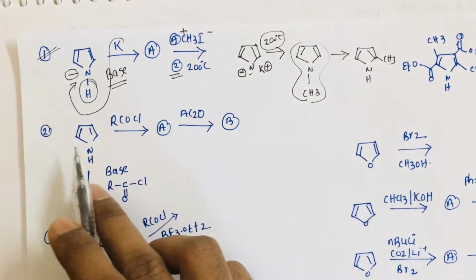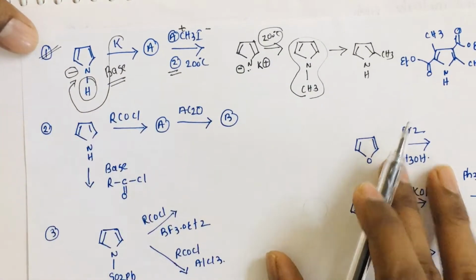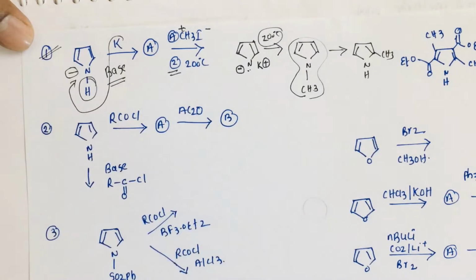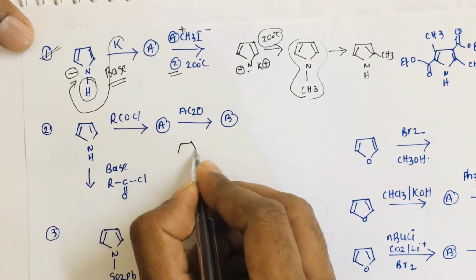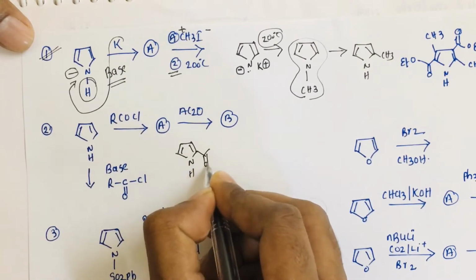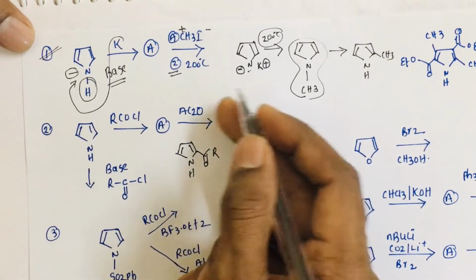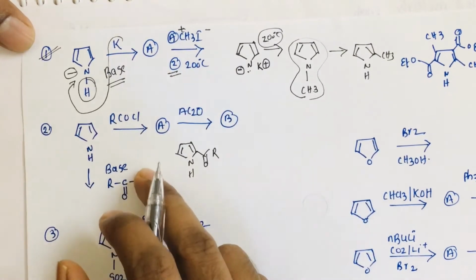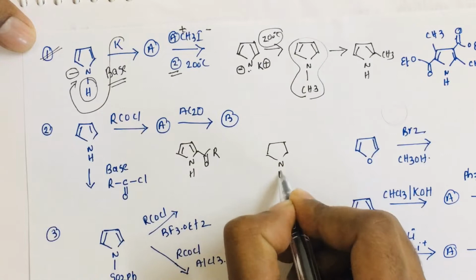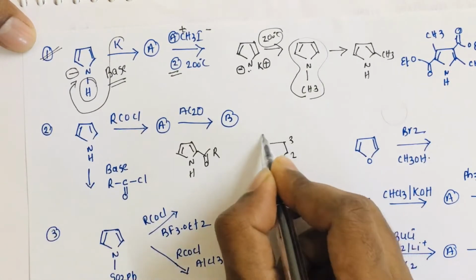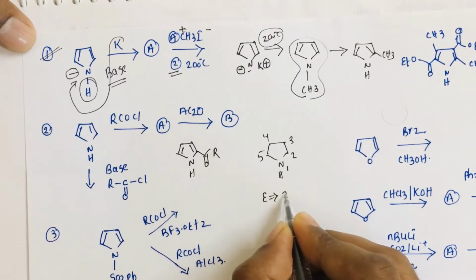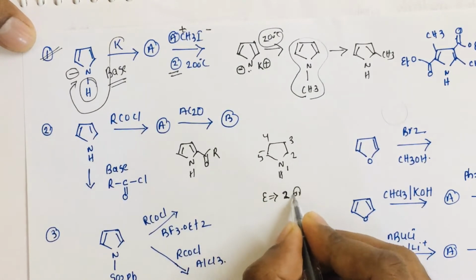Next we have this compound. Here we have acyl chloride. This is a pyrrole Friedel-Crafts acylation reaction. So the A product is this one, COR. And next we have acetic anhydride. So here also the acyl group comes. Where does it come? When we are talking about pyrrole, here 1, 2, 3, 4, 5, the electrophile goes to the second position or the fifth position.